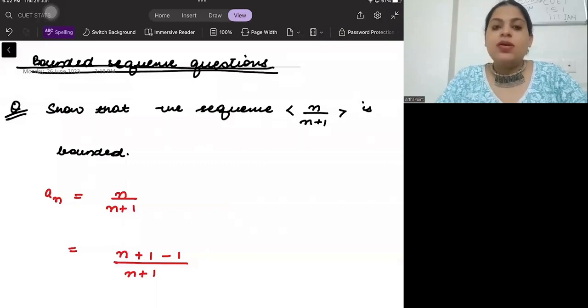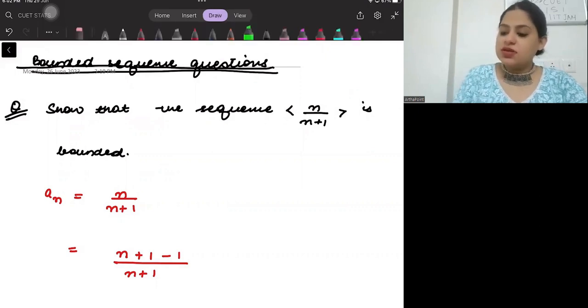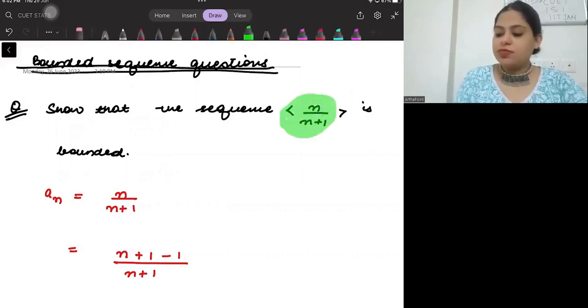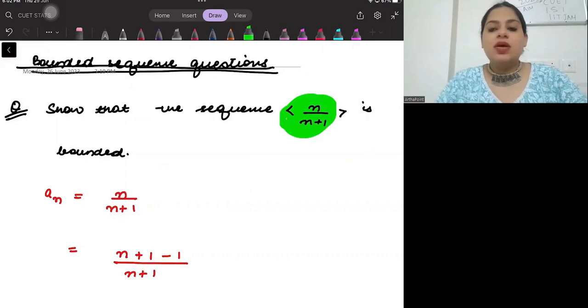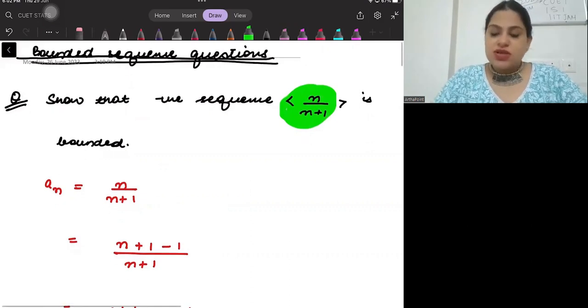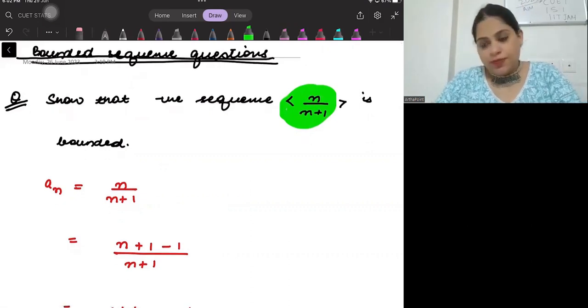Hello, good evening everyone. Let us take this question of the day, which is going to be very helpful for your entrance exams for MSc Statistics. Show that the sequence is bounded, right? So the sequence given to us is n upon n plus 1.